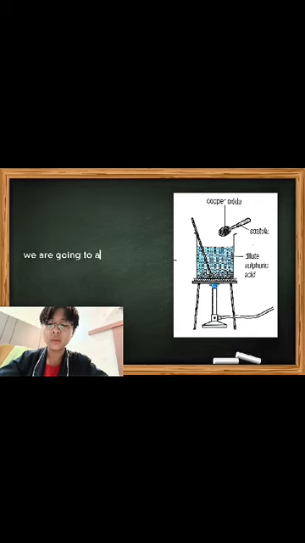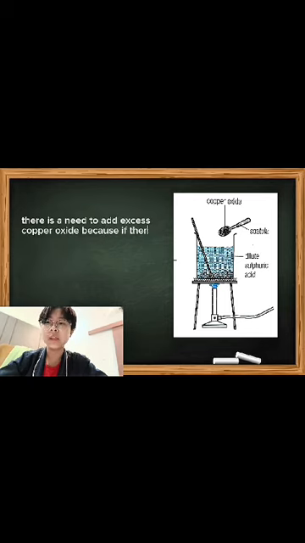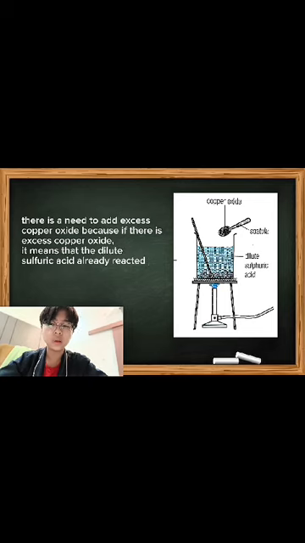So we're going to answer the first question of the experiment. Why is there a need to add excess copper oxide? There's a need to add excess copper oxide because if there is excess copper oxide, it means that the dilute sulfuric acid has already reacted. It already formed a reaction between the dilute sulfuric acid and the copper oxide.